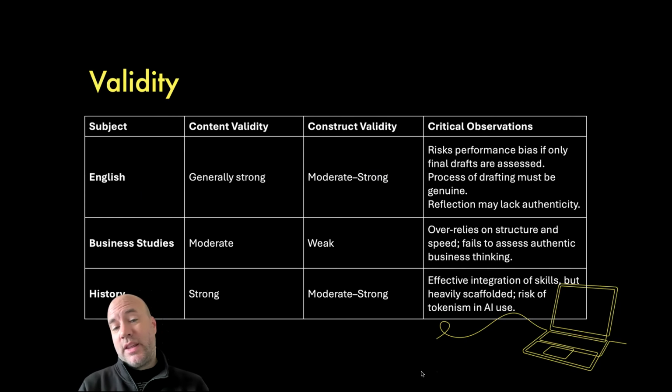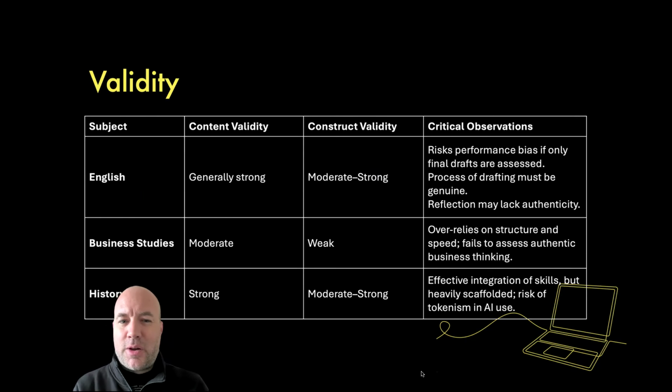The construct validity, however, slips a little bit. Okay, I've given this maybe moderate to strong. We are assessing writing through a written piece. So that's okay, that's pretty good. However, we are only assessing a particular type of writing. We're assessing the end point. We're collecting in two pieces, 800 to 1,000 words, plus a reflection, okay, which I'll talk about in a moment.